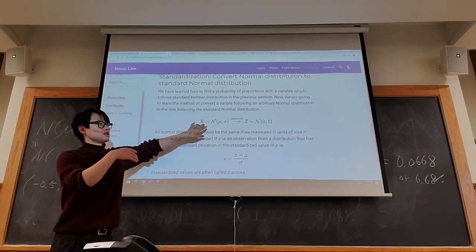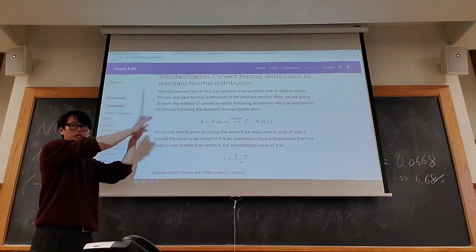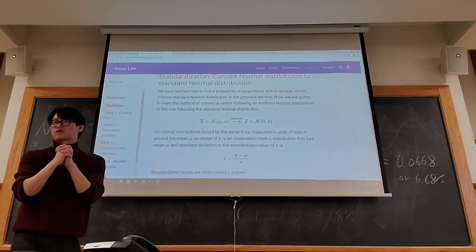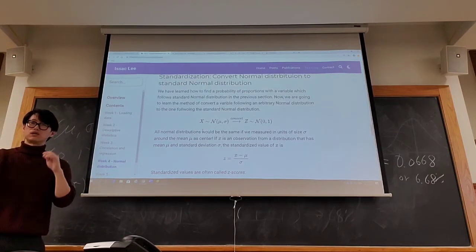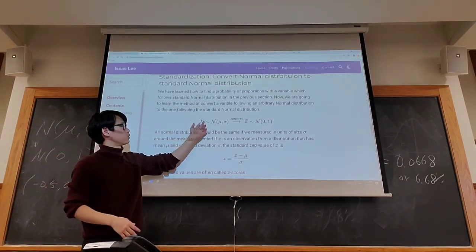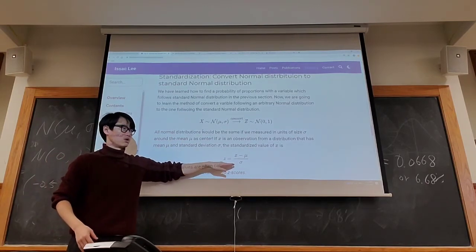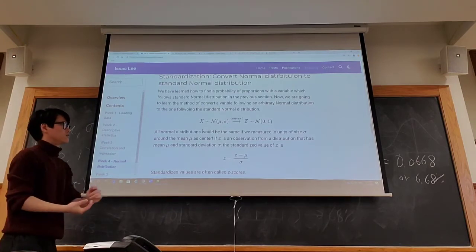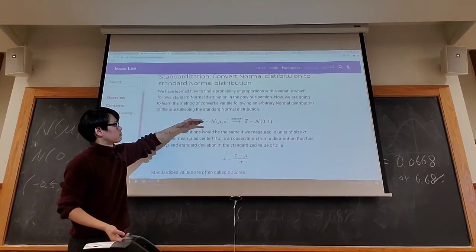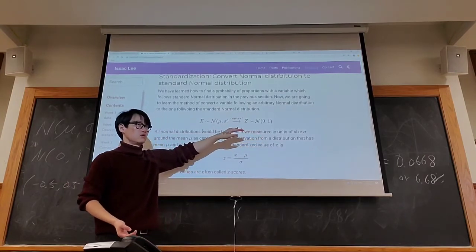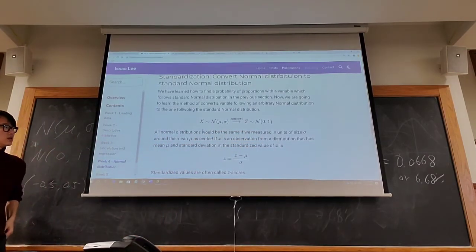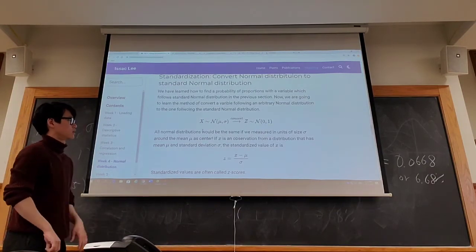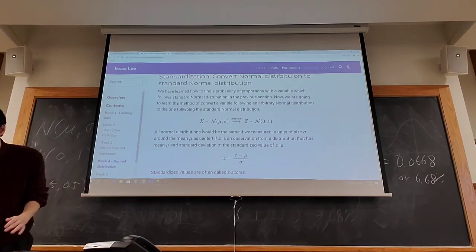Instead of working here, we can convert them into the standard normal scale, because in the standard normal scale, we can calculate all the probabilities using the table, right? To convert this one, we're gonna use a specific formula, which is called the standardization formula. Okay. So if you use this formula, you can convert this number into the standard normal scale. Okay. So maybe we can try to understand how it works with a concrete example. Okay.